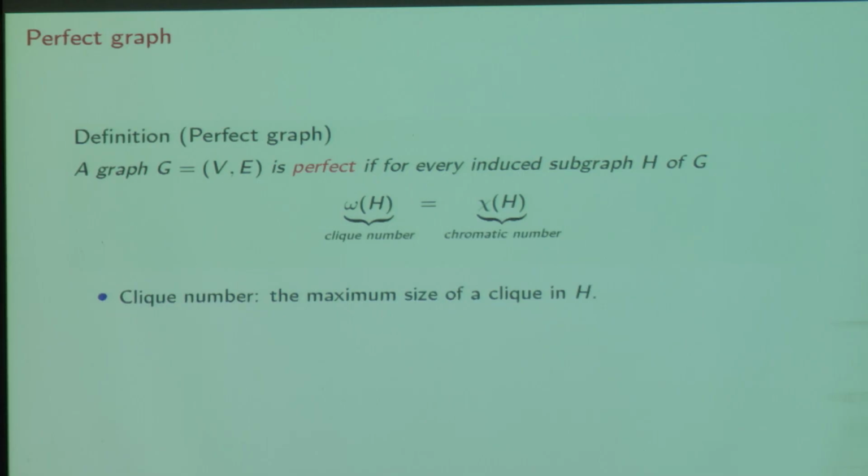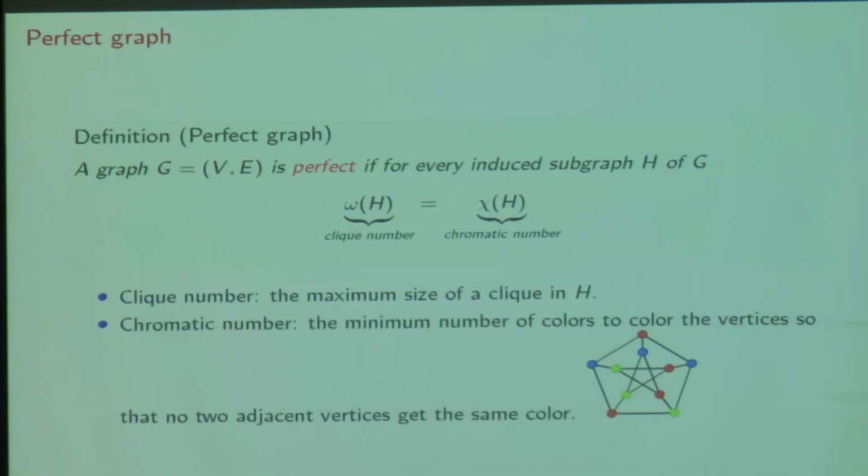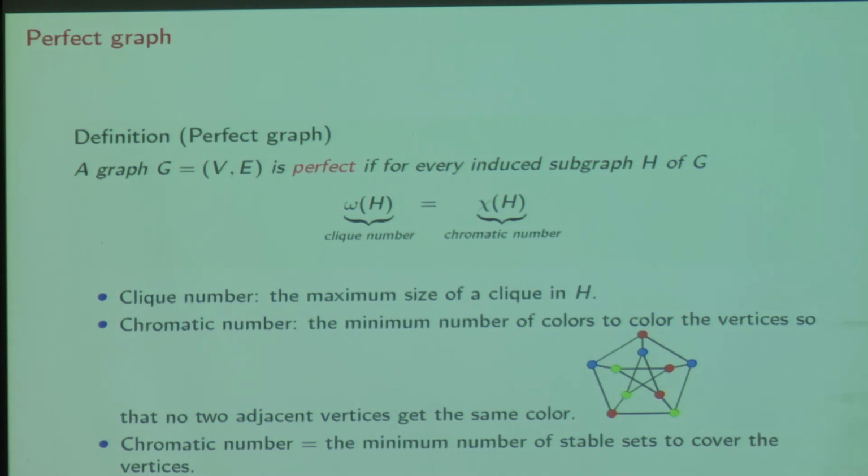It's the maximum size of a clique, and a clique is a complete graph. So you have an edge between every pair of two vertices. And what is a chromatic number? It's the minimum number of colors so that any two adjacent vertices get different colors. And the chromatic number can be stated as the minimum number of stable sets to cover the vertices. If you look at these blue colored vertices, they form a stable set.